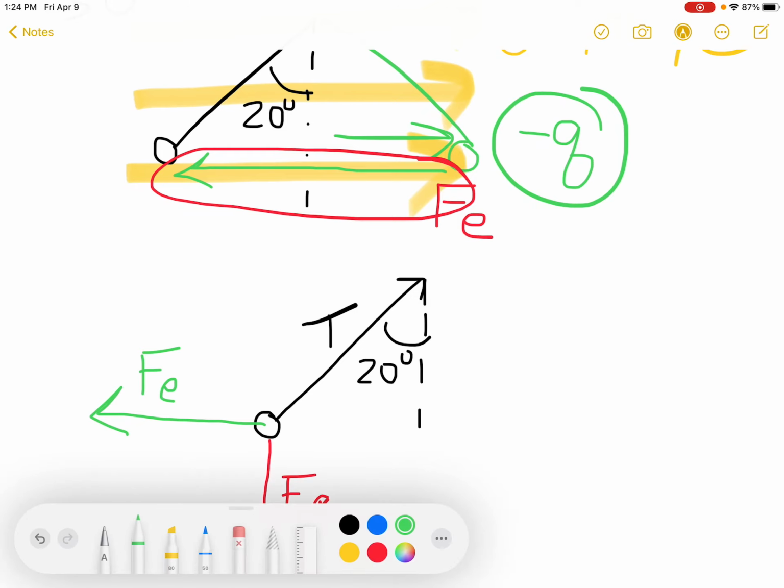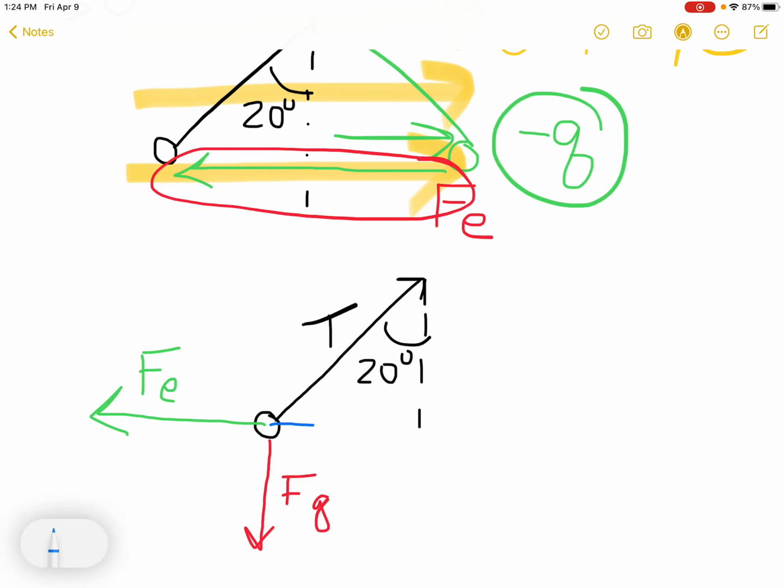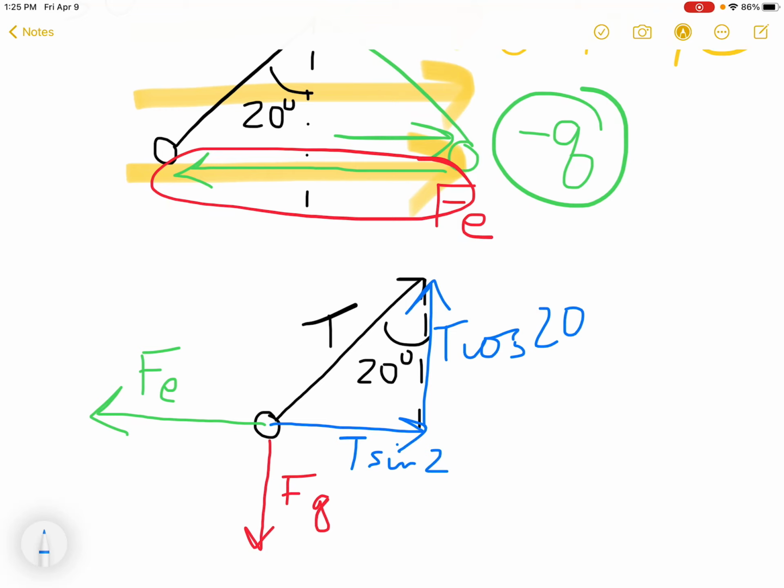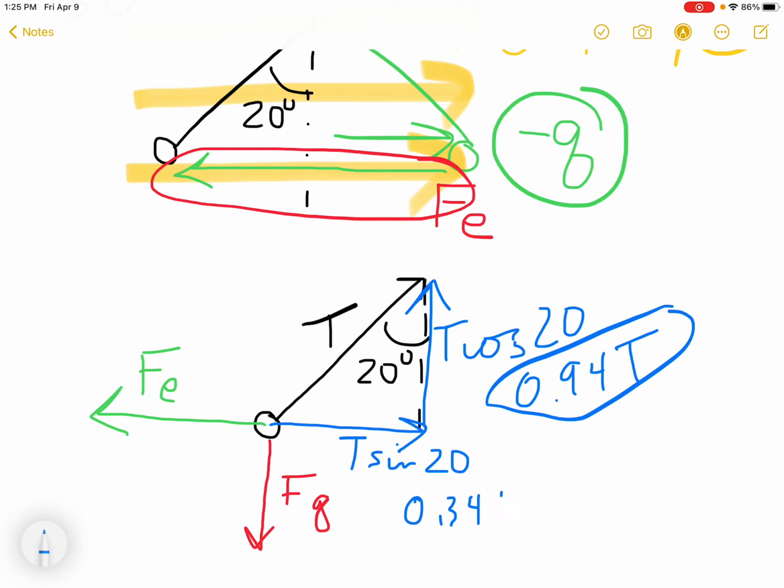Well, what I'm going to have to do is resolve my tension forces because they're not straight up and down or lefty-righty. So this is my T cos 20. And this is my T sine 20. T cos 20 is about 0.94 T. So we can use that. And sine 20 is about 0.34 T.